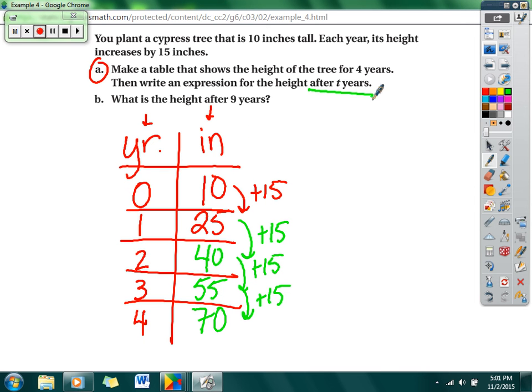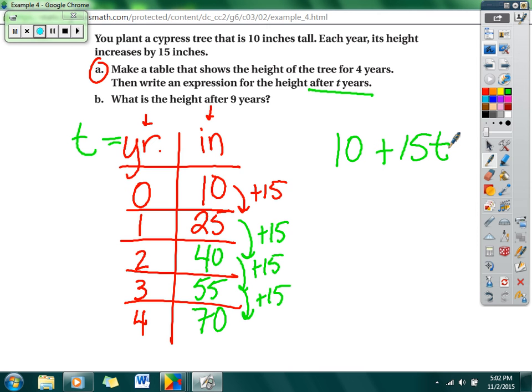Then write the expression for the height after t years. So instead of inches, we're going to say inches equals, after t, where t is the number of years. So therefore we have to substitute t for years. Okay? So write an expression. So we know we have a constant of 10. We notice that we start with 10 and we have to keep adding to it. Then each year we grow 15, okay? So we're going to add 15t because t represents the number of years.